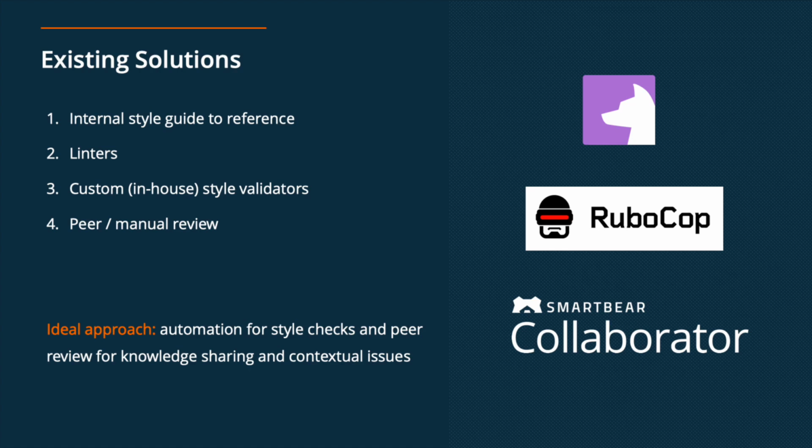But you can't only go with linters or style validators, because then you won't have the peer review, which is also really important, where you get someone to look at the context of what you're building, and share best practices as part of that review. So the ideal approach there is automation for style checks, but also a peer review process, so you can do that knowledge sharing, and you can check for those contextual issues.